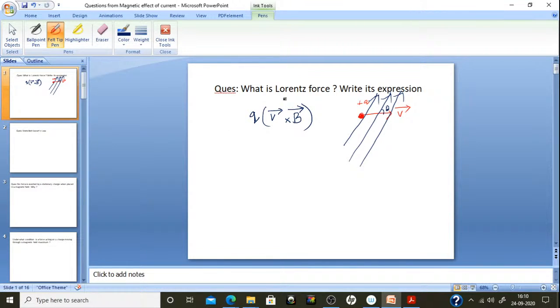This is the magnetic force that will act on this charged particle, which is moving with velocity V, and the magnetic field here is B. Okay, understand? This is called magnetic Lorentz force. This is your magnetic Lorentz force.